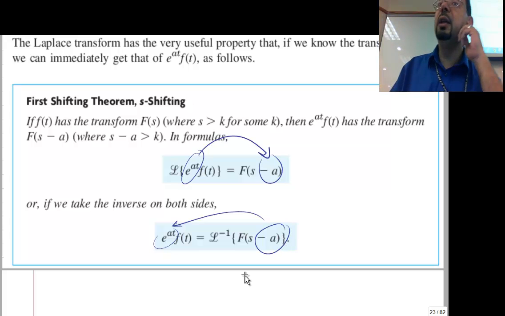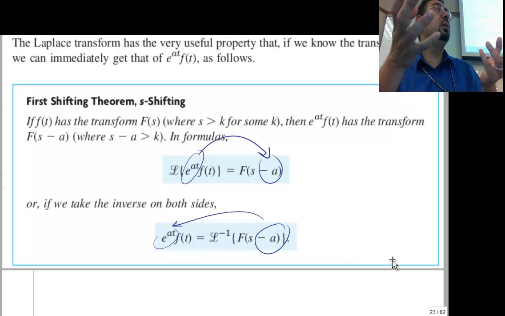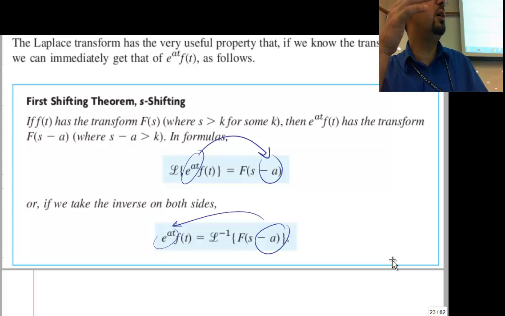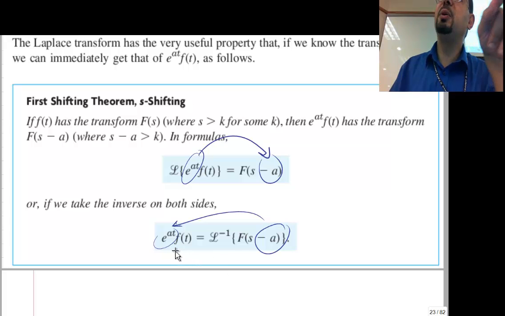And that works the other way too. So if we are doing the inverse Laplace and we look at a function and it looks almost like a sine, except that all the s's are s minus a, every s is s minus a, s minus 5, s minus 5, then it must have been not just simply sine, it must have been e to the power at multiplied by that sine.